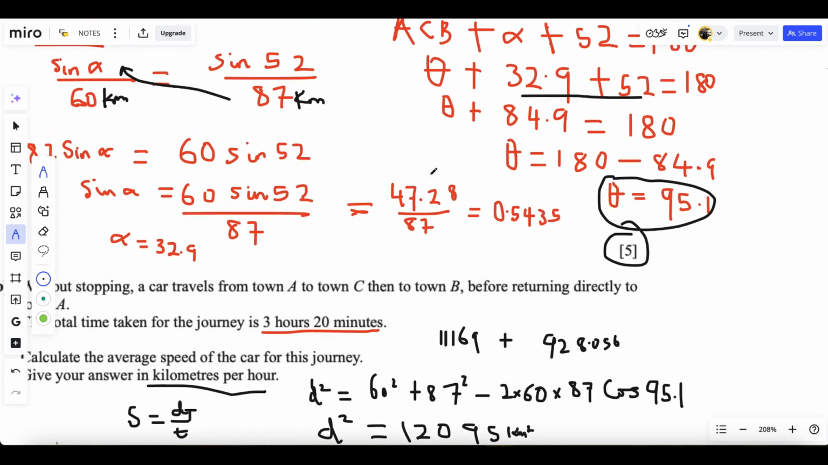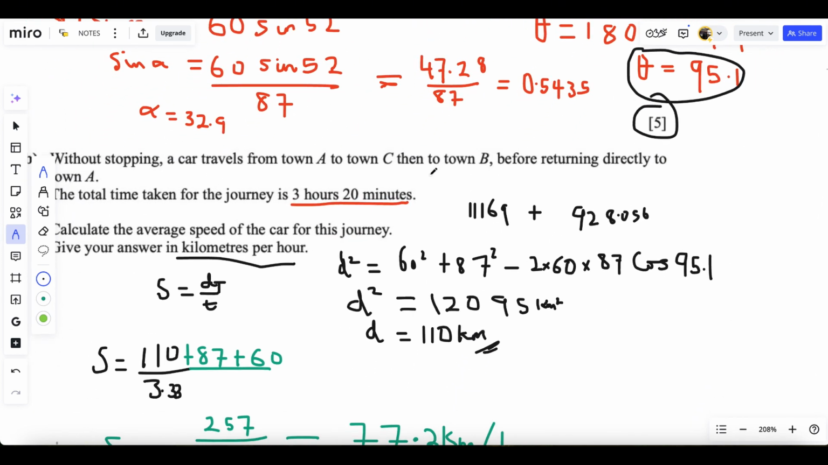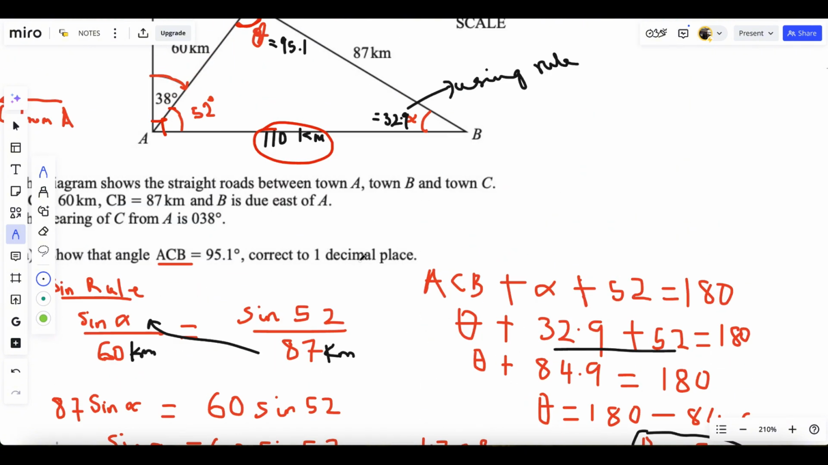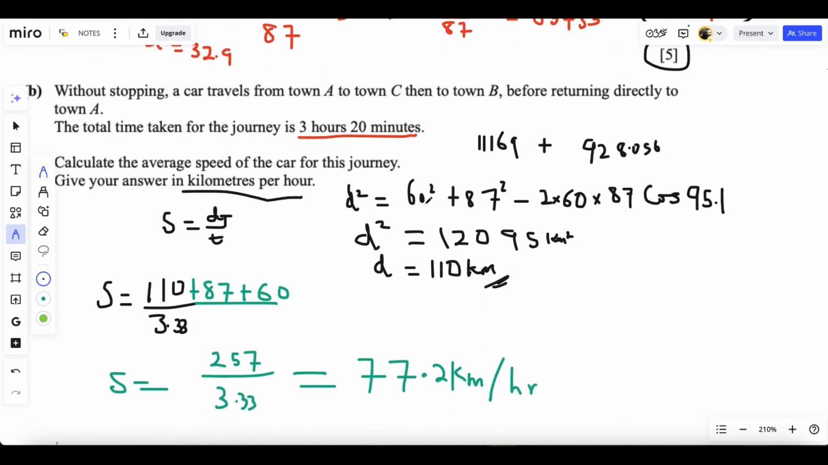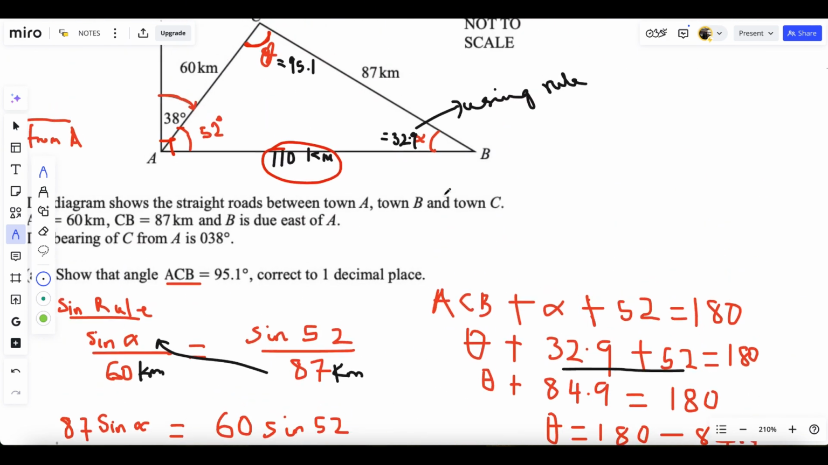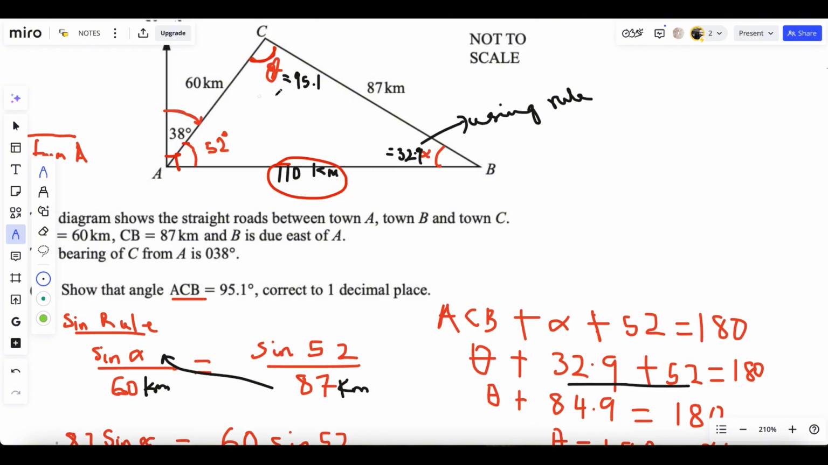Now to do that, we say by the cosine rule, d square, that side you're looking for, which is this side. You can call it c square or d square, whatever you want to call it, is equal to 60 square, which is given to us, 60 square plus 87 square, right? Minus 2 times 60 times 87. Remember the formula? Cos the angle between these two distances, which is 95.1.